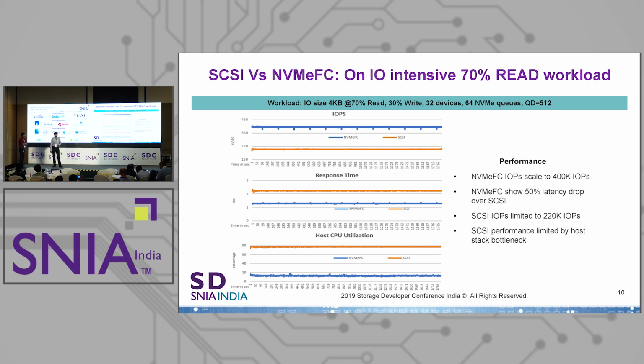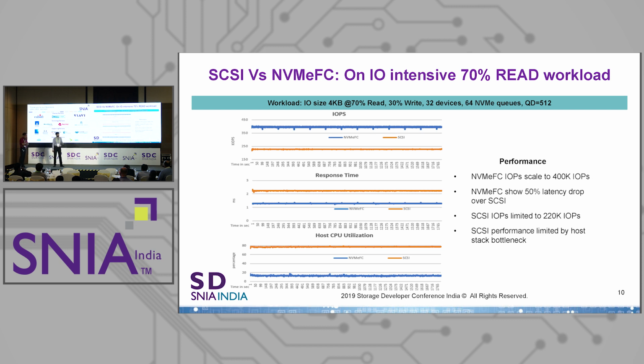Response time for SCSI is double that of NVMe. In NVMe you can get 400K IOPS in 1.2 milliseconds, while SCSI gives you 220K IOPS in 2 milliseconds, or 2.2 milliseconds. And the host CPU utilization is 1/5. So when you run more IO intensive workloads, you will get more room for applications to run on the host server. Now you are able to get more IOPS with less CPU utilization on the host side, and you can run other applications.